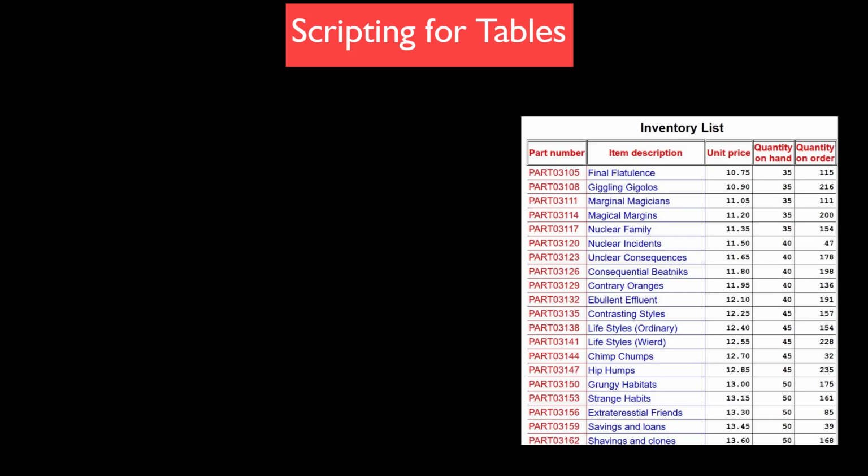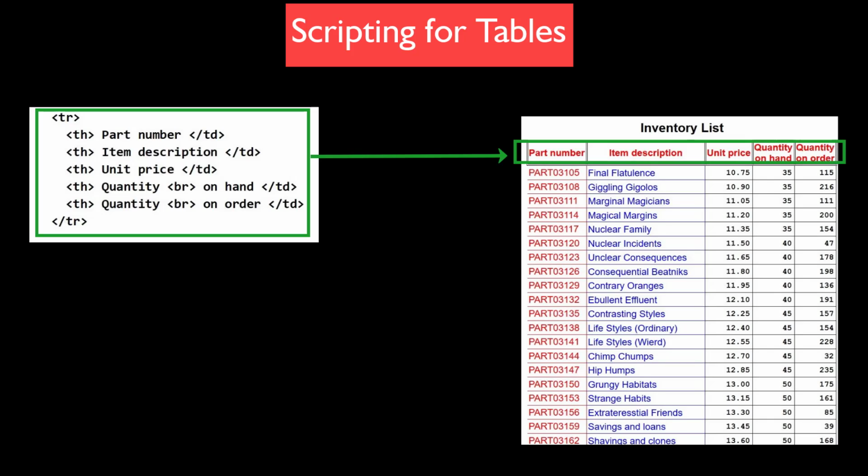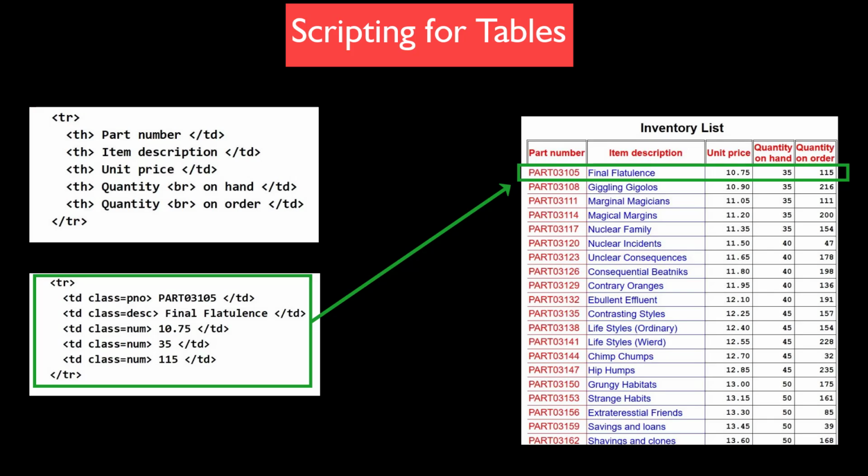Now, reminder, here's the table we'll be working with. Our inventory file without the thead, tbody, and tfoot elements. It's the inventory.html file as found in your My Web Files directory. The heading row looks like this. It's a tr with 5 th elements: part number, item description, unit price, quantity on hand, and quantity on order. And a typical data row looks like this. So it's a tr element composed of 5 td elements. Class equals pno for part number, desc for description, num for unit price, and quantity on hand and quantity on order.